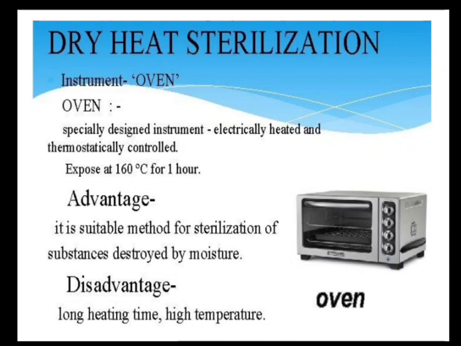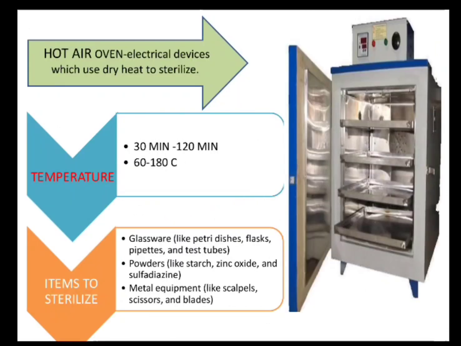Now, what are the advantages and disadvantages? It is a suitable method for sterilization, so that moisture can be destroyed here. Here, long heating time and very high temperature become your disadvantage. You cannot do any kind of sterilization here, only the dry materials. So such kind of materials could be used. Moving on to the next kind of sterilization, that is your hot air oven.